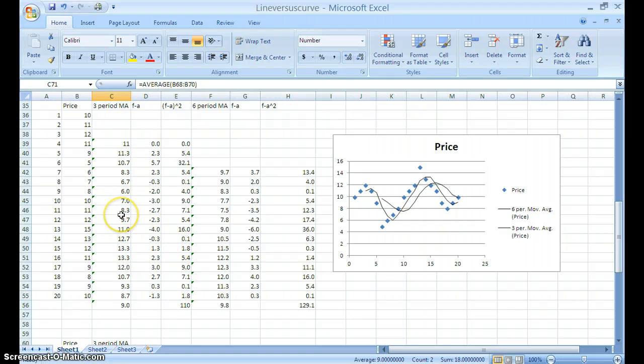So that's how we decide which moving average is the one to use whenever we have a zigzaggy data set like that, which looks a lot like stock prices or something. You pick the one that gives you the best fit.